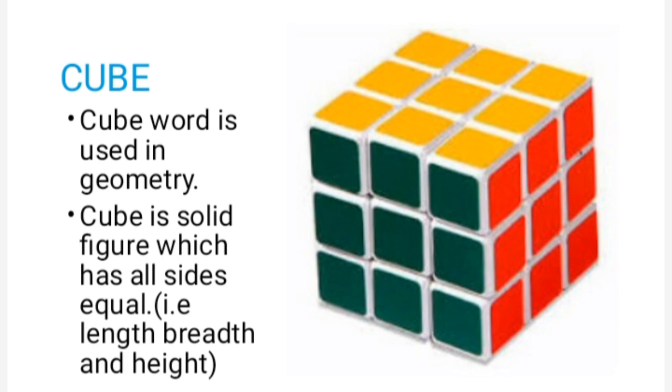The word cube is used in geometry. Cube is a solid figure which has all sides equal, that is length, breadth and height. And we can even call cube a 3D figure. And students, we have even seen cube in our day-to-day life, for example, in the form of ice cube, sugar cube.